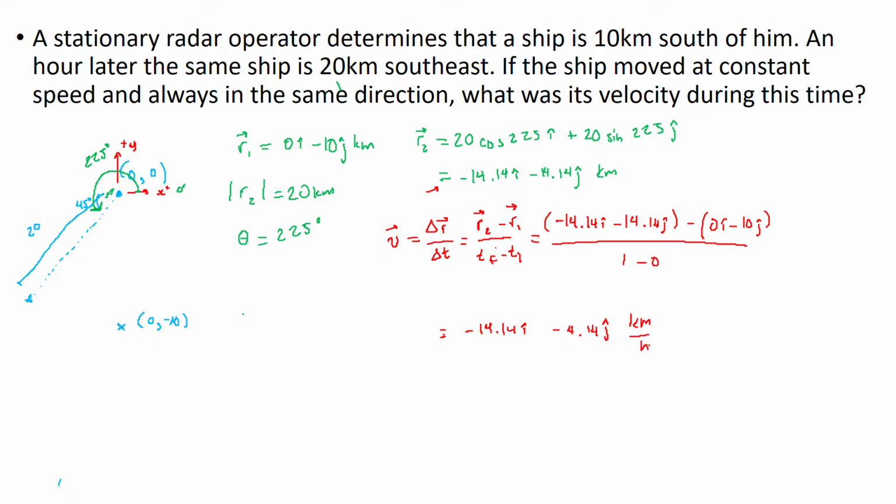Okay, but we want the total velocity as a magnitude. So how do we get it? As easy as getting the magnitude of this thing. If you remember, it was the square root of the x component, that is 14.14 squared, plus the square of the y component, and that is 14.73 kilometers per hour. Okay, we're asked just for the velocity, we're not asked for the direction. Okay, so this will do it.